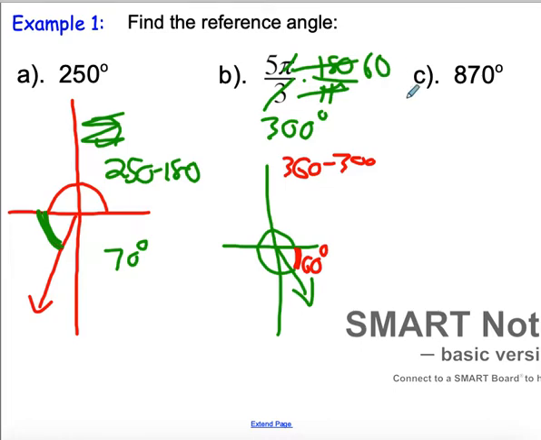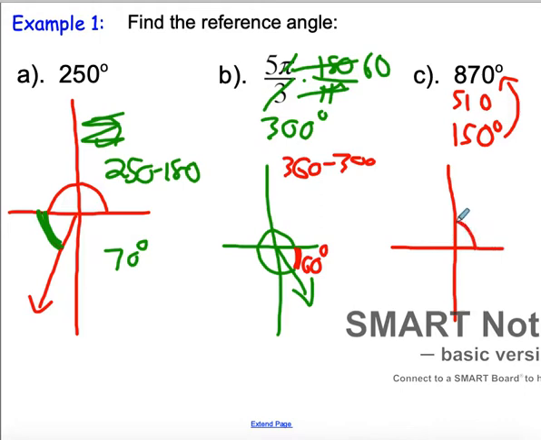Last but not least, you have an 870-degree angle. Now, I would find a coterminal angle first instead of drawing around a couple times. So if you subtract 360 from 870, you get 510. Again, that's over one cycle, so I'm going to subtract 360 again to get 150. So a 150-degree angle and an 870-degree angle are coterminal. So the reference angle would be the same.